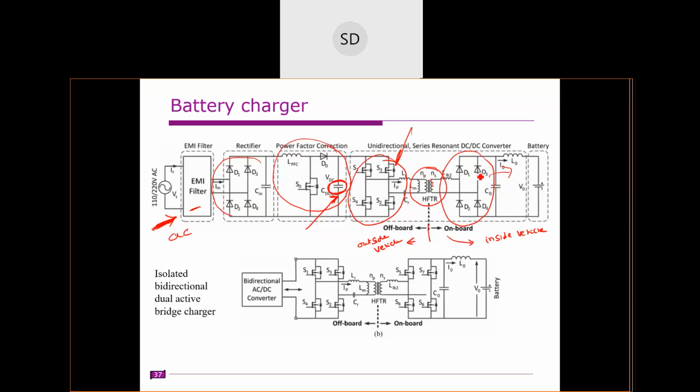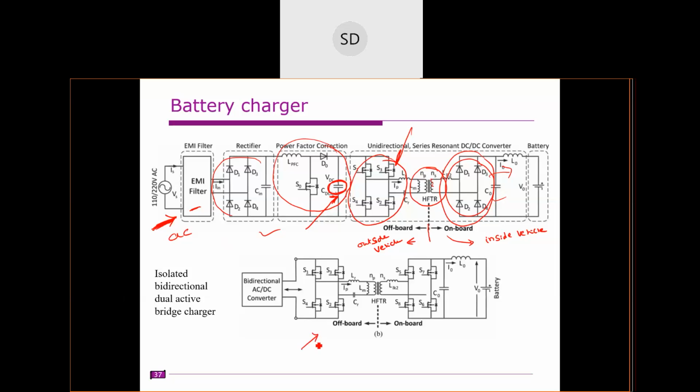Clear? So here we normally use unidirectional switches, because we cannot expect that the car will charge the other side, right? Your mobile will not charge the source, right? That's why we have these unidirectional switches. So this is one configuration using this boost rectifier. That's the first one we discussed.